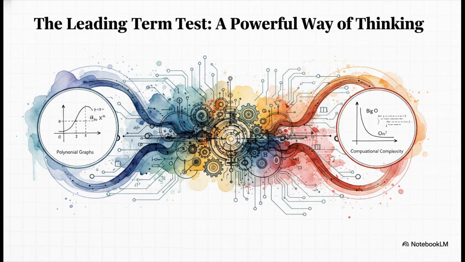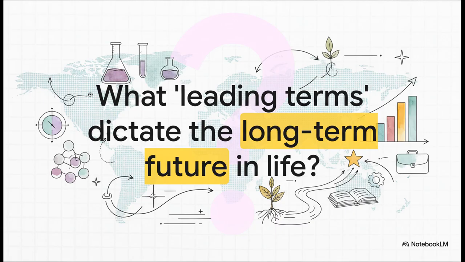The leading term test isn't just some random rule for math class. It's a powerful way of thinking. It's about learning to spot the single most dominant factor in any system, and knowing that, in the long run, that one factor is going to predict the future, whether that system is a graph, a computer program, or something else entirely. So I'll just leave you with this thought to chew on.